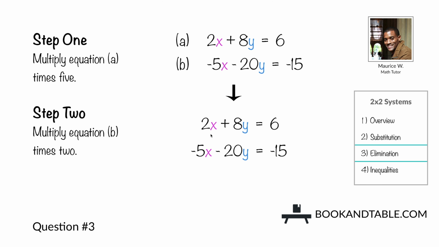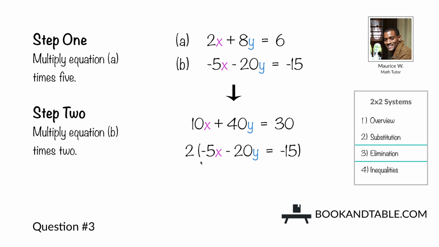So we have 2x and negative 5x. So we'll want to multiply equation A times 5 so that we get 10x. We'll want to multiply equation B times 2 so that we get negative 10x. And when we distribute those constants to the entire equation, we get 5 times 2x, which is 10x. 5 times 8y is 40y. And 5 times 6 is equal to 30.